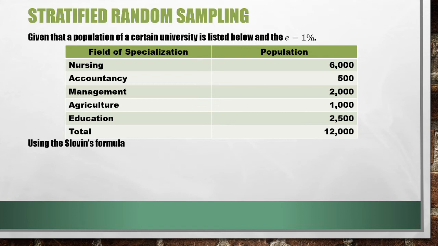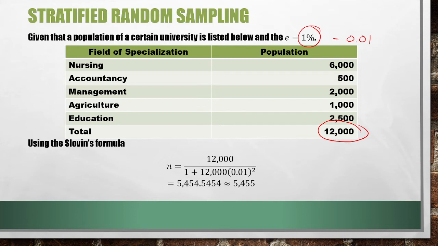So using Slovin's formula, we will be computing the total number of samples that we need for this study. So in that, we will just use this formula. So we have here, this is our n, 12,000 divided by 1 plus 12,000 times... Where do we get this? This is actually our 1%, which is equal to 0.01. So we have there 0.01 squared. In that, we actually have 5,454.5454 and so on. So in that, we just round this up to 5,455. Okay. So in that 5,455, we will be distributing this 5,455 for each strata.